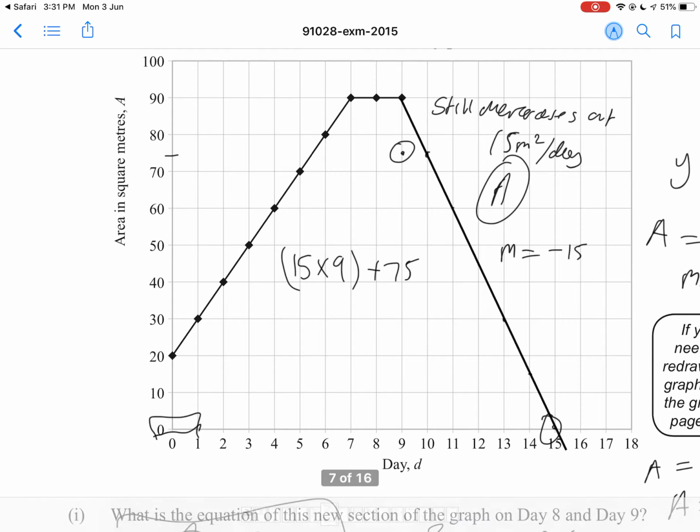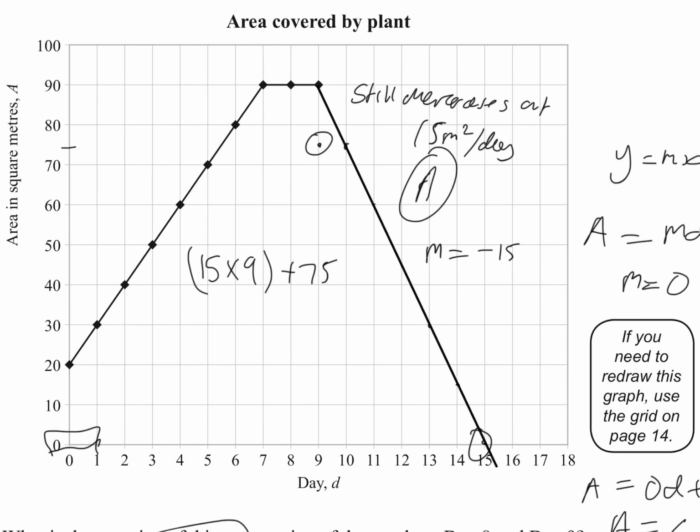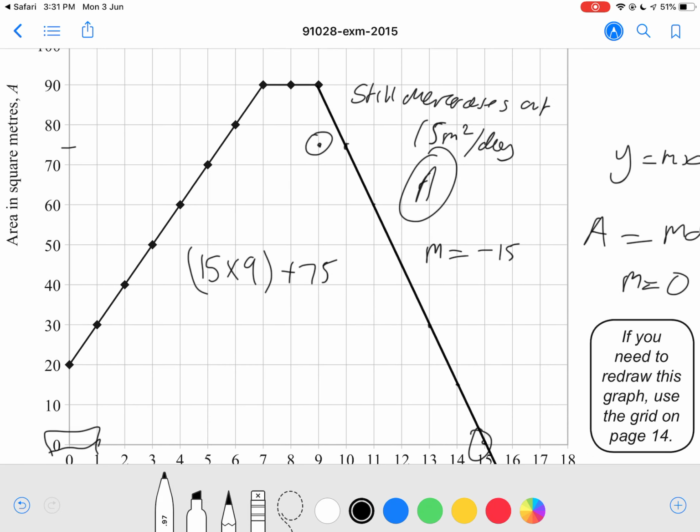Okay, I screwed up, it looks like. They come on day 8. So I misunderstood the question. Apparently it's even 1 more day earlier. So on day 8 they start coming, so it's shifted 2 days to the left. On day 8 it will be 75 meters squared. So instead of 15 times 9, we're going to say 15 times 8, sorry. And that should give you 195.